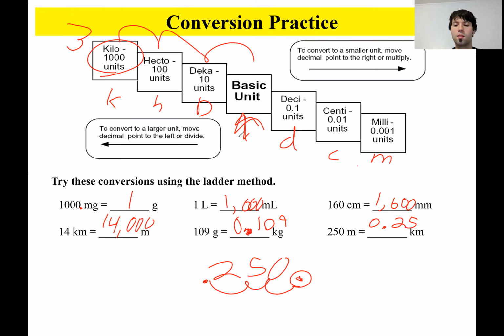So does my answer make sense? Well, I should have less kilometers than I do meters because kilometers are bigger. So when I go from a small unit to a big unit, yes, the number should be smaller. Yep, that looks good. So that's the ladder method.